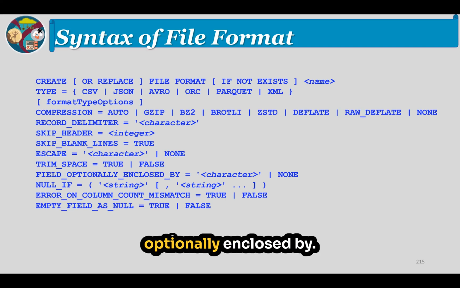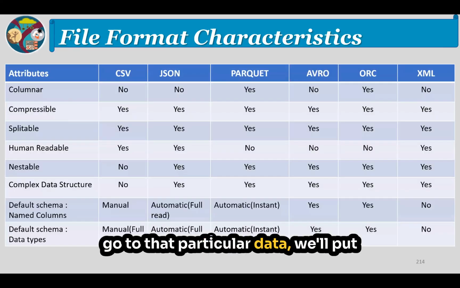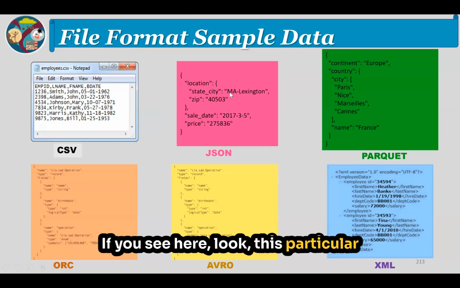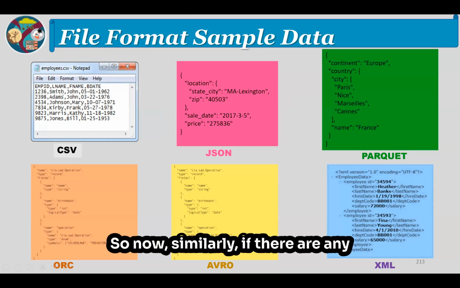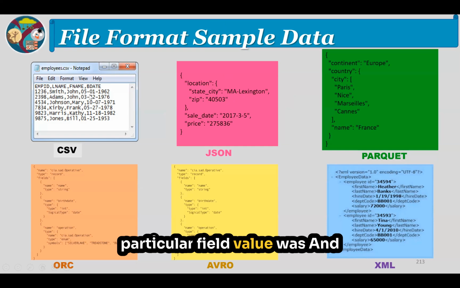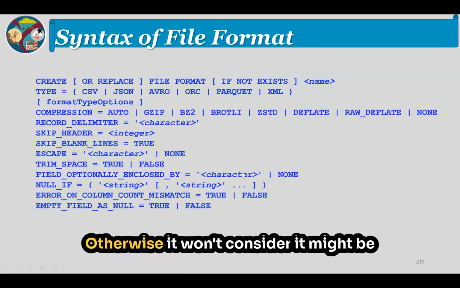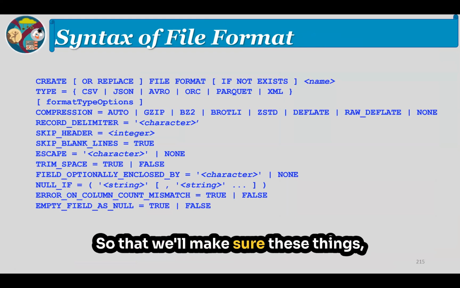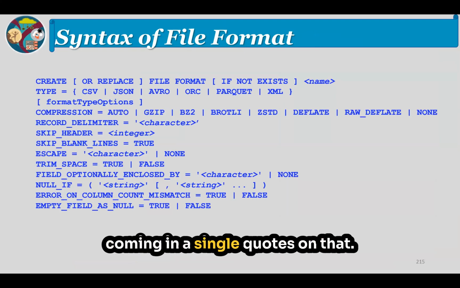Now coming to the field optionally enclosed by. For example, in some places, if you go to that particular data, the data is put into double quotes. If you see here, this particular name is placed in double quotes. Similarly, if any field value is enclosed with double quotes, you need to specify that to Snowflake. Otherwise, it won't consider it, and it might be ingested into the table in a wrong way. So that will make sure of these things, especially if you are 100% sure that some data is coming in single quotes and so on.